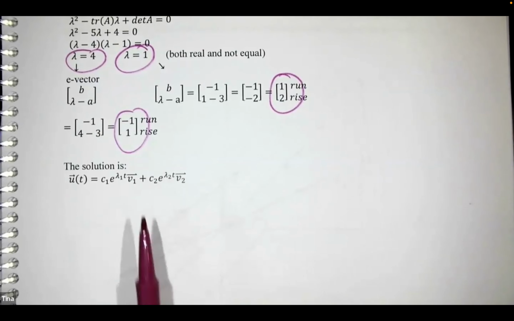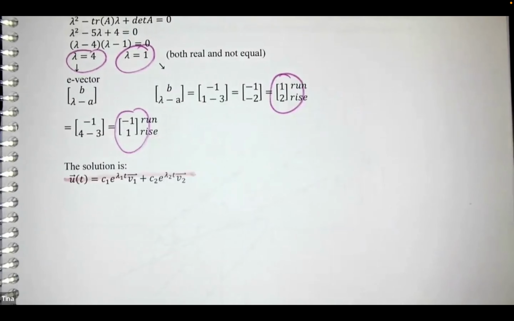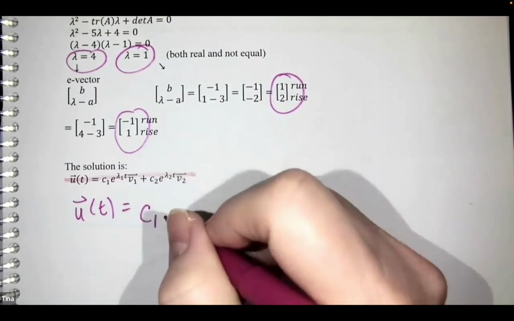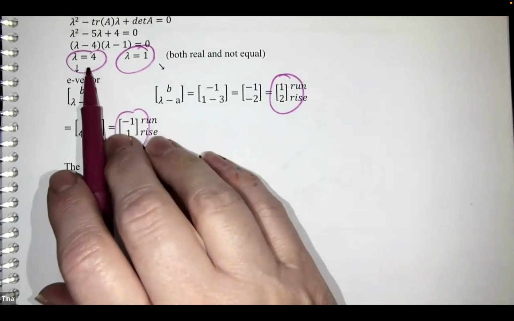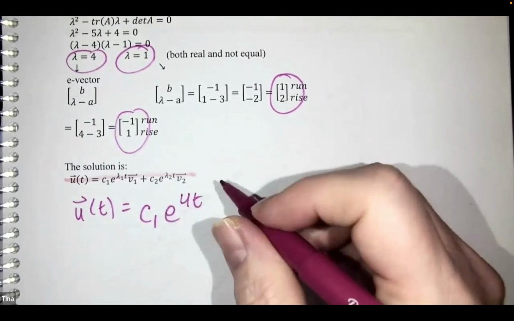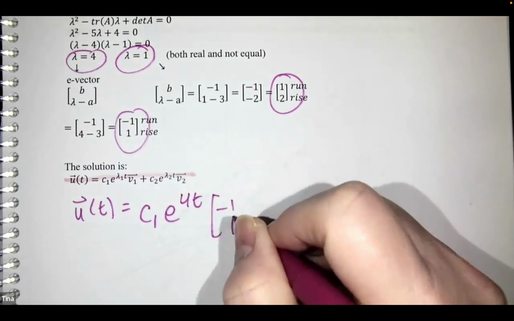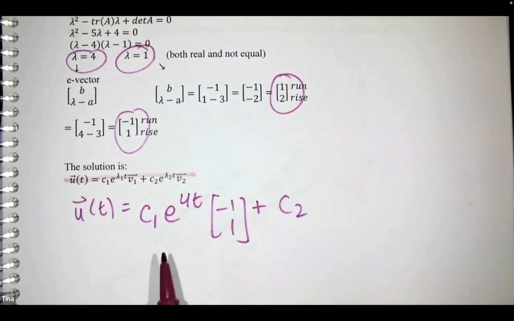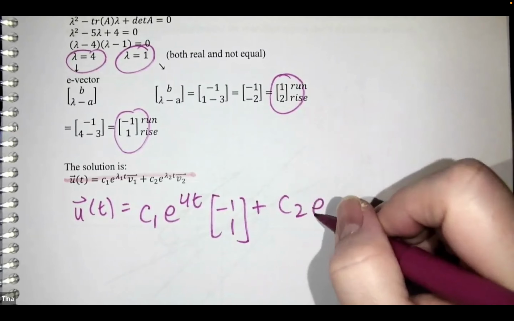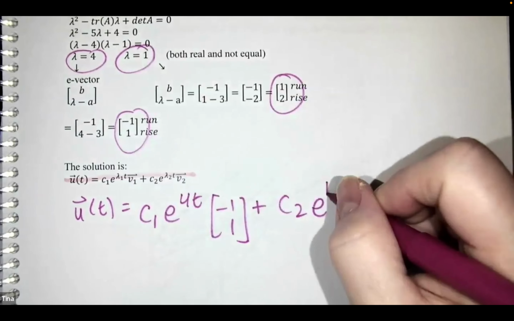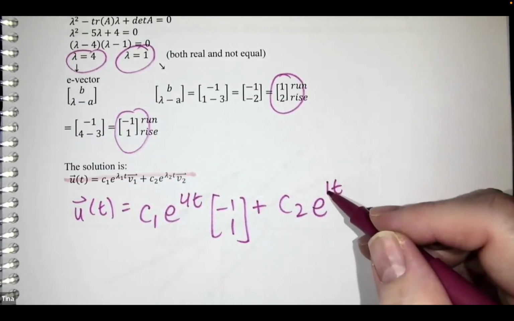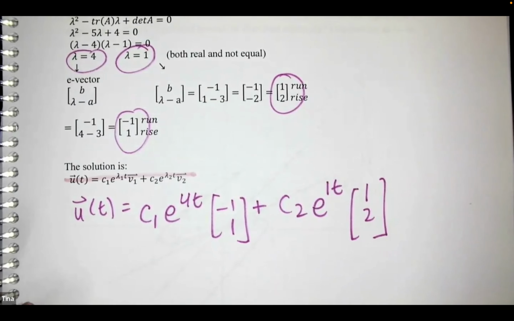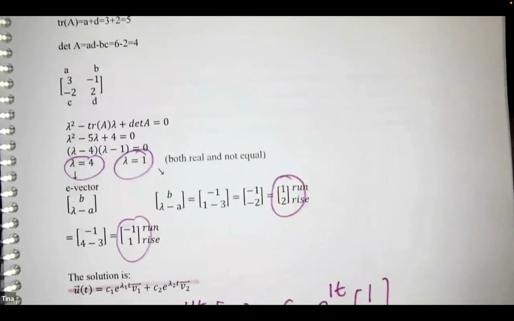So my solution, we know, looks like this. Of course, you want to memorize this. My solution is going to look like C1 e to the lambda 1, which is 4t, times the eigenvector that goes with lambda 1, plus C2, or you can use alpha and beta again, e to the 1t. I'm going to put the 1 in just to emphasize that's the eigenvalue, times eigenvector (1, 2). Guess what? Find C1 and C2.